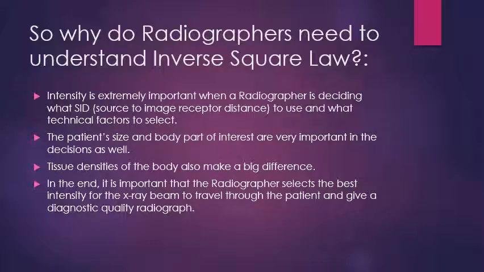So why do radiographers need to understand the inverse square law? The intensity is extremely important when a radiographer is deciding what source to image receptor distance, or SID, to use, and what technical factors to select. The patient's size and body part of interest are very important in the decision as well. Tissue densities of the body also make a big difference. But in the end, it's important that the radiographer selects the best intensity for the X-ray beam to travel through the patient and give a diagnostic quality radiograph.